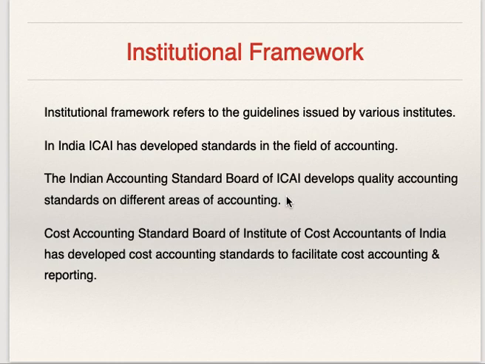There are two sets of accounting standards in India at present. Accounting standards as per Companies Accounting Standard Rules 2021 and IND AS under Companies Indian Accounting Standard Rules 2015. So companies have either the accounting standards or IND AS applicable. These are given by institutes, the Institute of Chartered Accountants of India. So it is institutional framework. While preparing financial statements, guidelines given by institutes are to be followed.